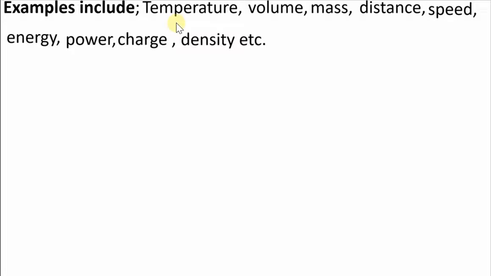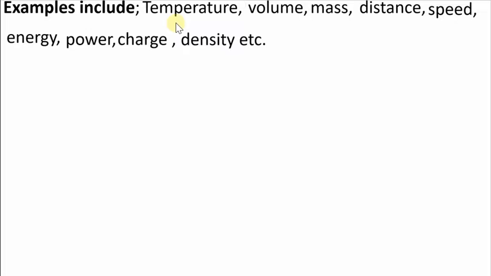Even distance: if you are talking about the distance between two points, say the distance between Kalomo and Sesheke, it is maybe 50 kilometers. You don't need to talk about direction when you are giving distance. Also speed: if you just say the speedometer shows the car is moving at 40 kilometers per hour, you haven't mentioned the direction, so that is just speed. It's a scalar quantity, it's not a vector.